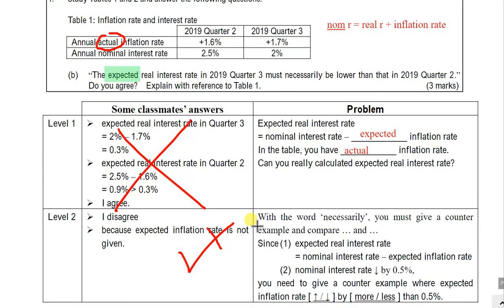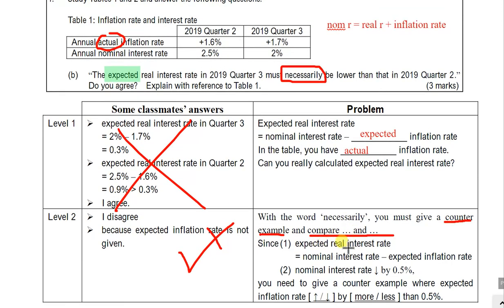Why is this not the perfect answer? Because there is another important word in question 4, boy. Which word is it? It is the word necessarily. So whenever you see the word necessarily, you must give a counterexample in your answer. The question asks you whether in quarter 3 the real interest rate must necessarily be lower. The counterexample is that you explain one example where the real interest rate is higher, and that's it. So let us do the analysis and see what we have to do.